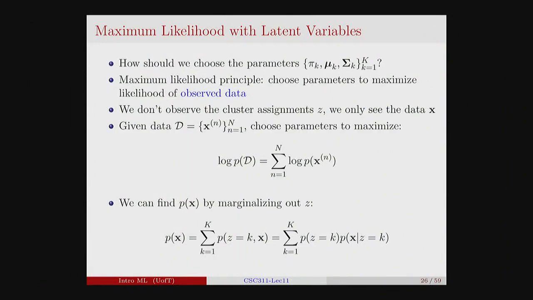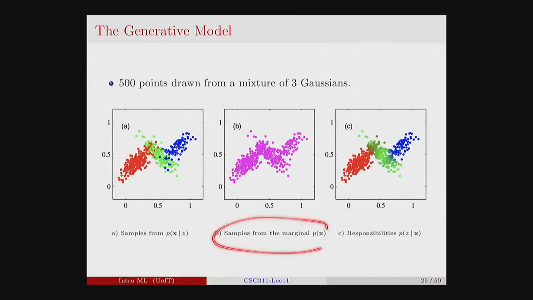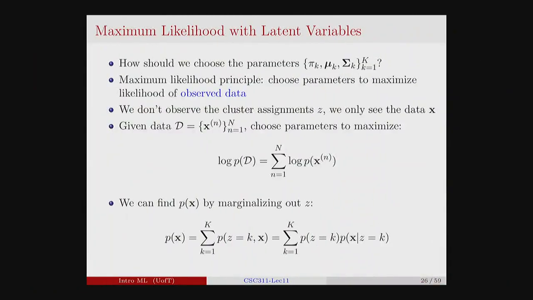So all of that is really just set up, because our ultimate goal in the context of this class is really to learn how we would choose the parameters mu k, sigma k, and pi k. The maximum likelihood principle tells us that we should choose parameters to maximize the likelihood of the observed data. The problem is that if we look at the likelihood of the data, we don't actually know which clusters points actually came from. So we don't observe the cluster assignments z, because the only thing we observe are the data x.